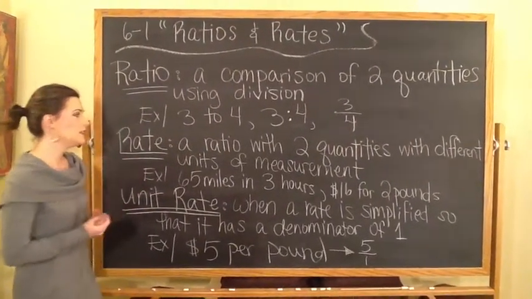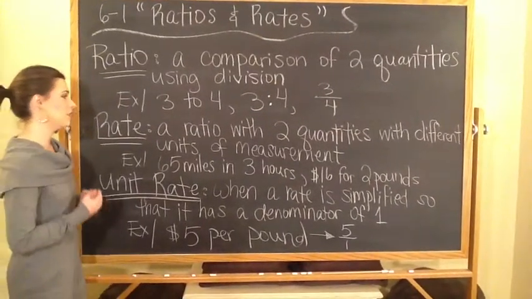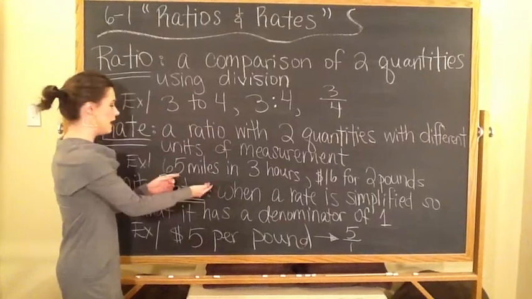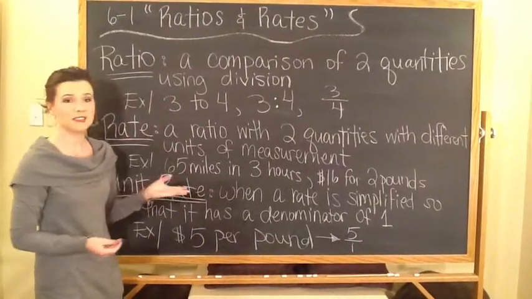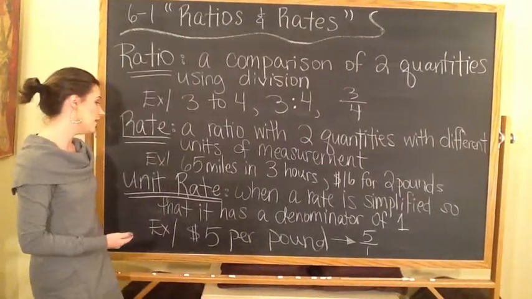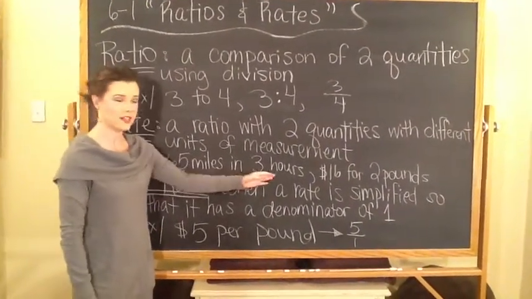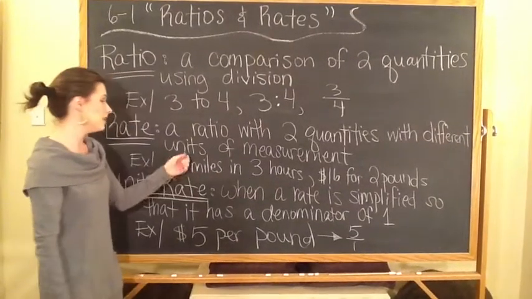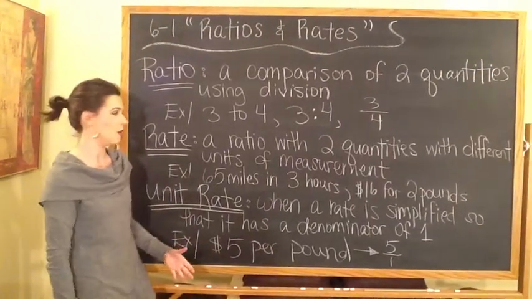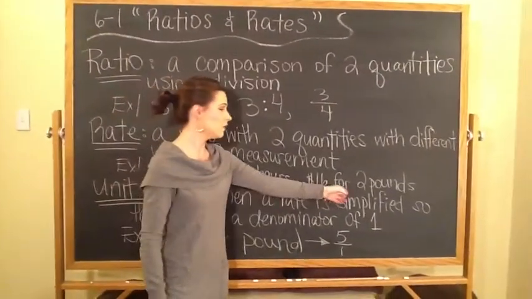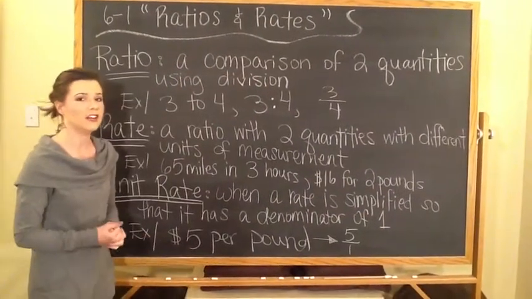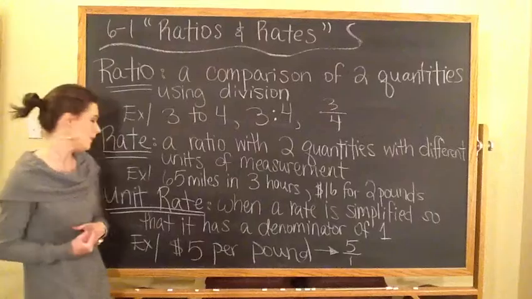A rate is a ratio with two quantities with different units of measurement. So basically we have a ratio just like this, but we're adding on units, which actually makes more sense, shows how it's actually used in real life. Like if you have 65 miles in 3 hours. So the miles and the hours are the units added on to our ratio here that makes it a rate instead of just a ratio. And then we have like $16 for 2 pounds. So we have the dollars and the pounds. Those are the two units that are added on to that ratio to make it a rate.